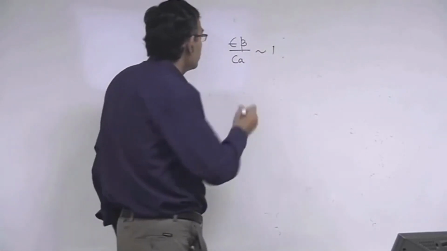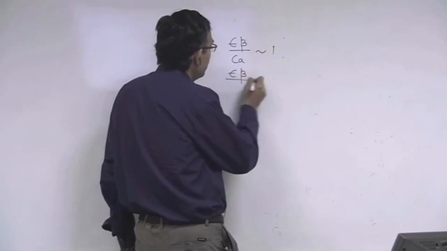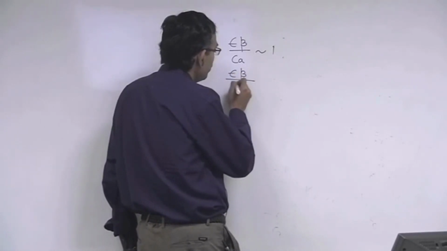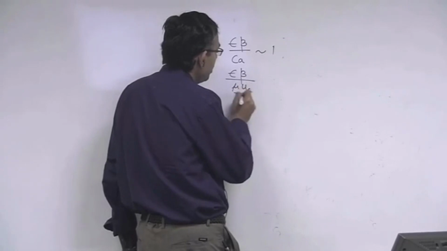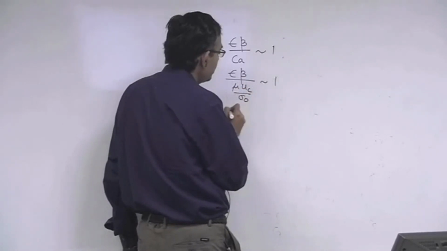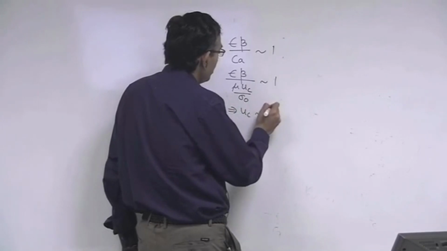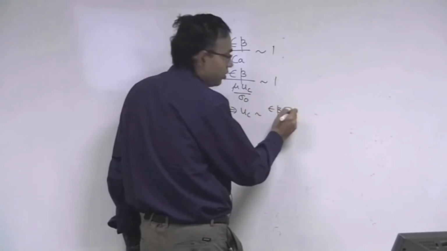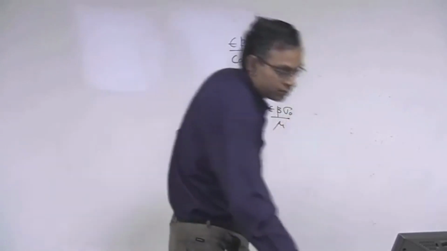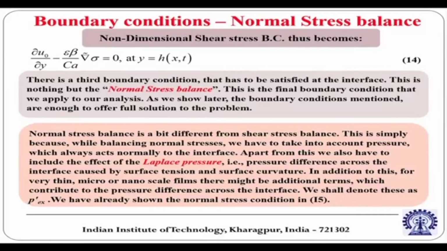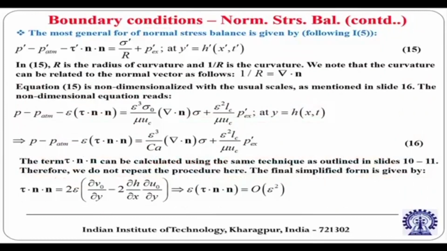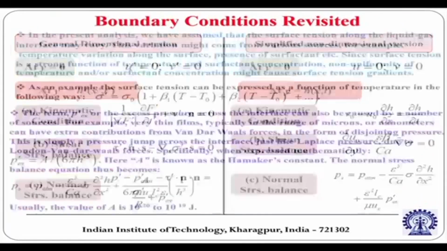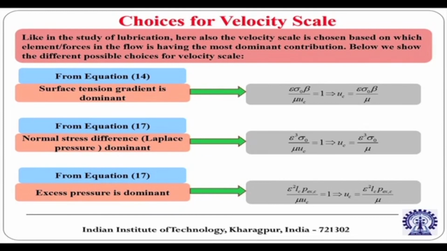Right. So epsilon beta by mu uc by sigma 0 is of the order of 1, that means uc will be epsilon beta sigma 0 by mu. So we can get back to that slide where various scales are ascertained. Epsilon sigma 0 beta by mu, that is how the surface tension gradient driven velocity scale can be ascertained.